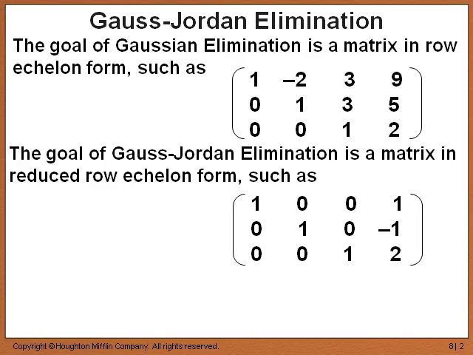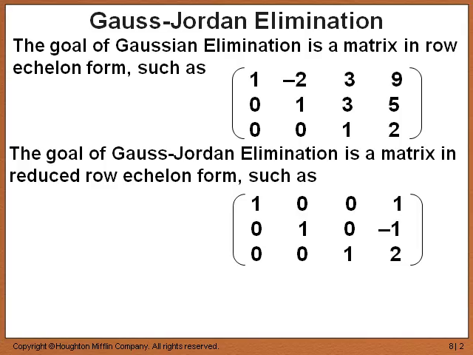Now, the reduced row echelon form is actually a little bit easier. Obviously, we need a few more steps to get to it, because we have to make more positions zero than we do with normal Gaussian elimination. But once we do those extra steps and we end up with a reduced row echelon form matrix, we can read the answers directly off of the matrix.